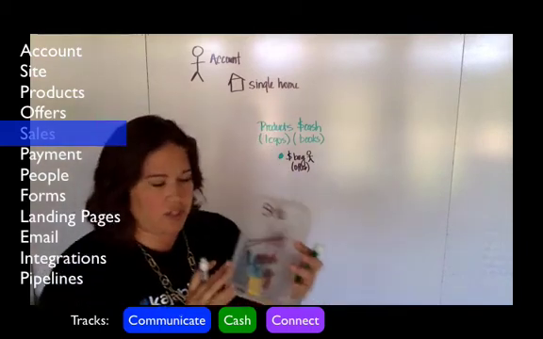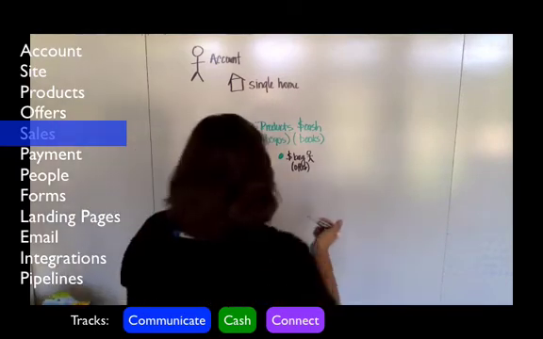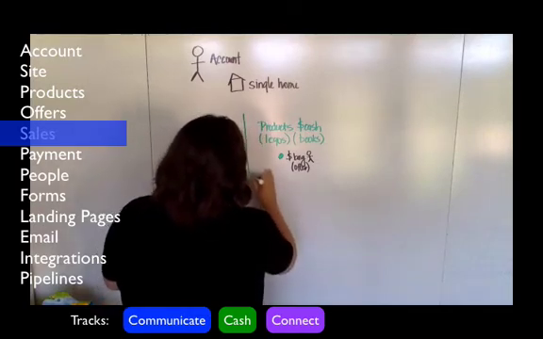So sales pages is also part of the cash system. So let me draw a container.